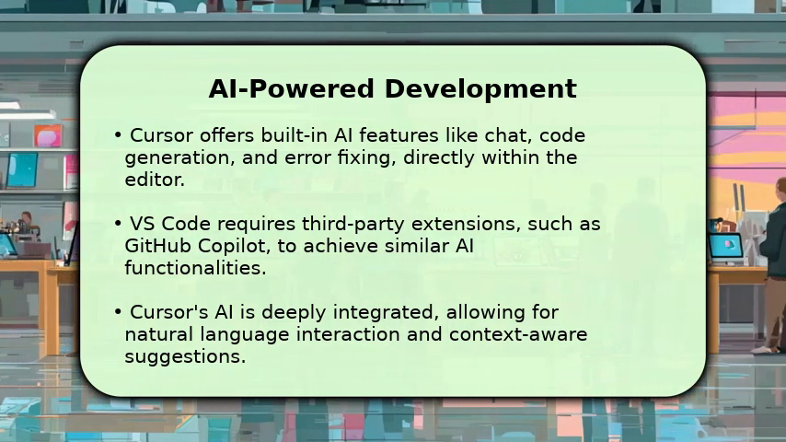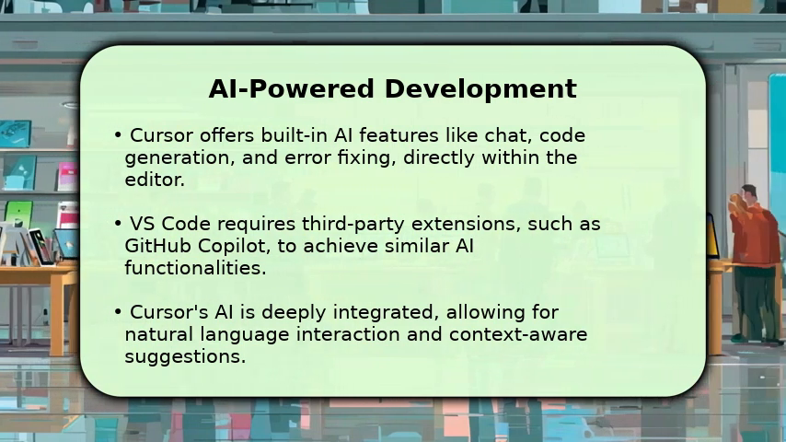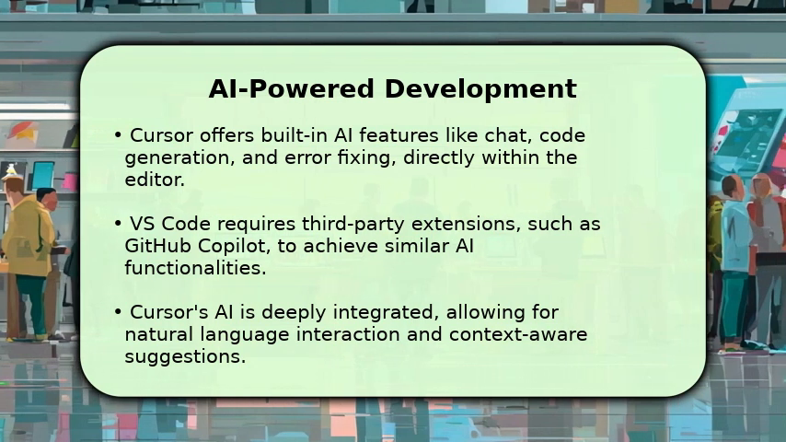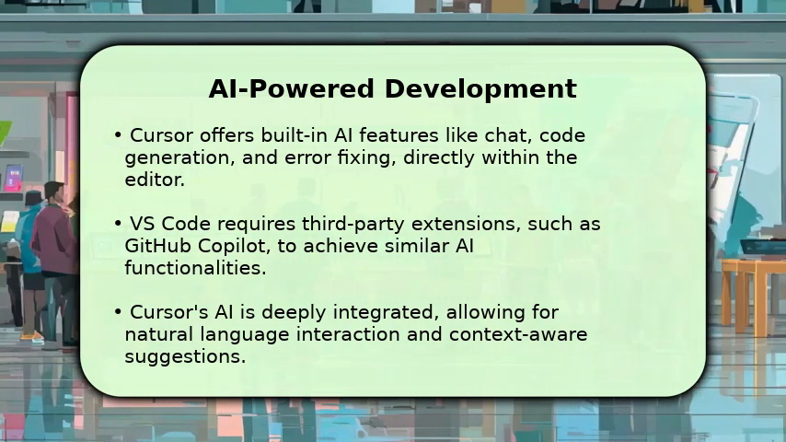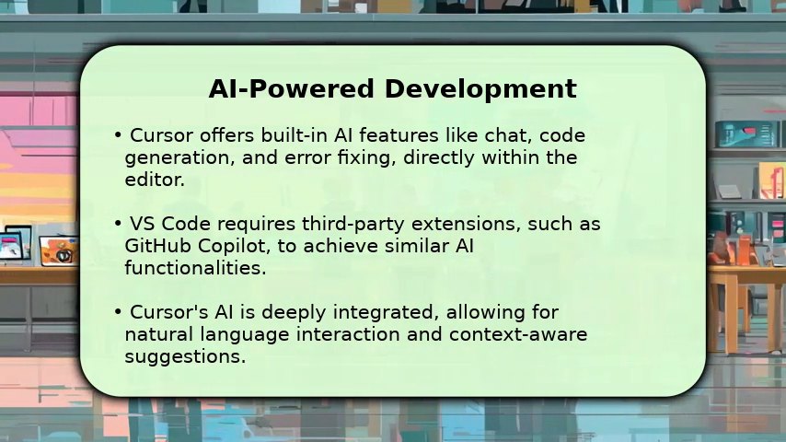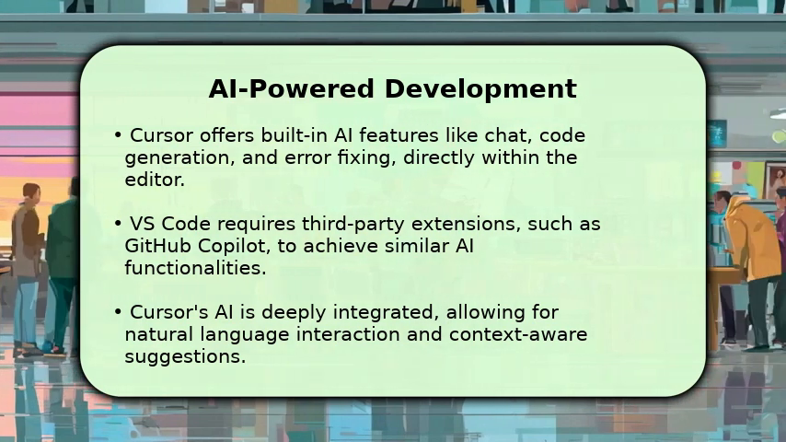VS Code, while incredibly powerful, relies on its vast extension marketplace for AI features. You typically install a third-party extension, like GitHub Copilot, to bring similar intelligence to your workflow. This means Cursor offers a more out-of-the-box, cohesive AI experience, whereas VS Code provides flexibility through choice.